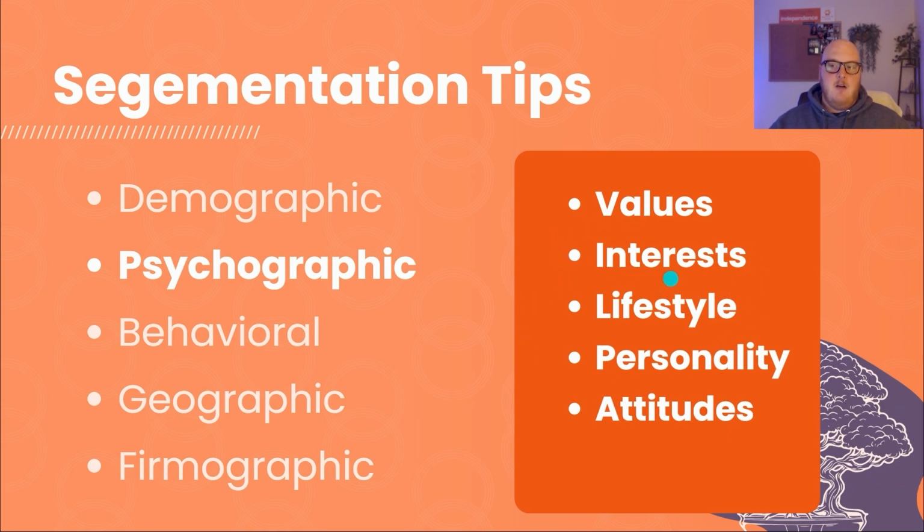Same with lifestyle and personality. Those are just other key aspects. Some people are more introverted, more extroverted. Maybe they like to go party at night. Some people don't like to go party at night. Same with attitudes. This could be having a more positive attitude, more negative, what their thoughts are on a certain topic. This could all be influenced in your segmentation.